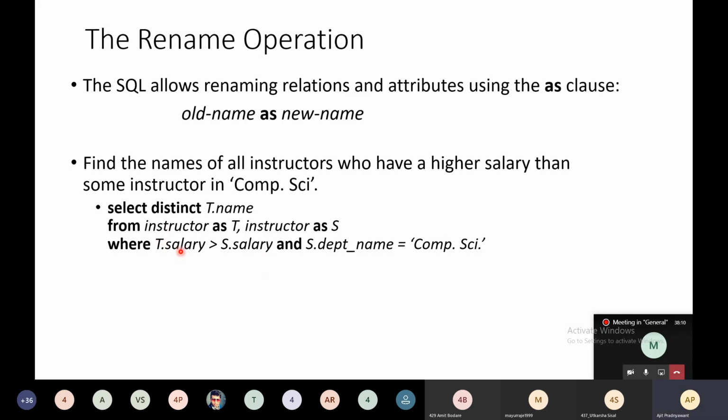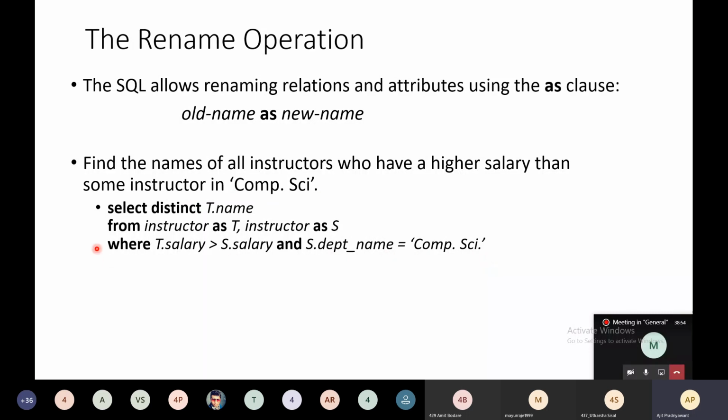It will check whether T.salary is greater than S.salary. And it will also check with the department name computer science. Department name is equal to computer science. And it will give the name of the instructor who has the higher salary, than the instructor in computer science, which is already mentioned in the query. That's why we have mentioned over here S.department name is equal to computer science.